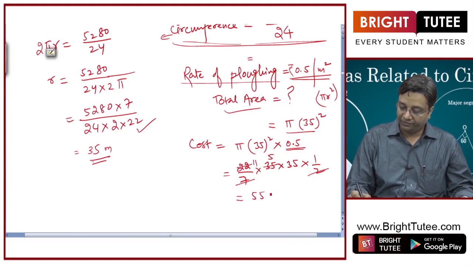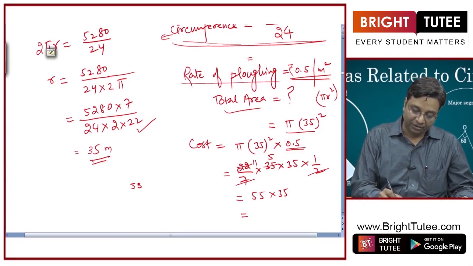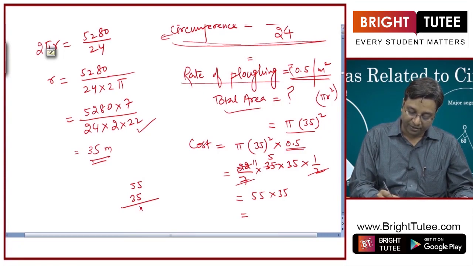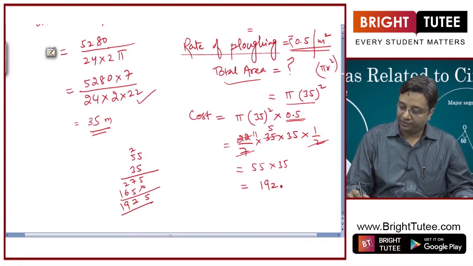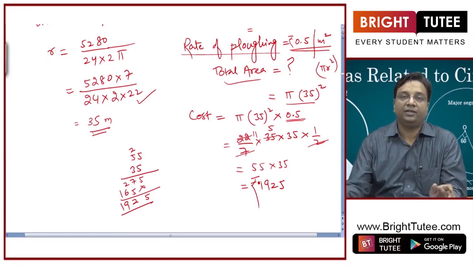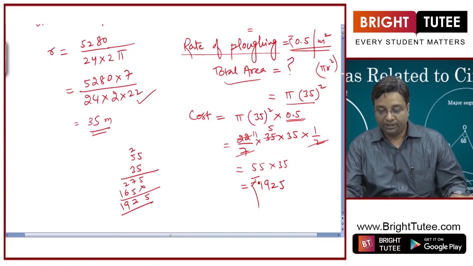So, it is equal to 55 into 35. What is 55 into 35? You can calculate it yourself. It is 1925 and the unit is rupees. So, this is how you will calculate the cost of plowing this field.